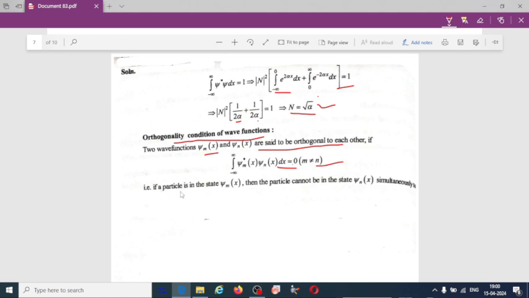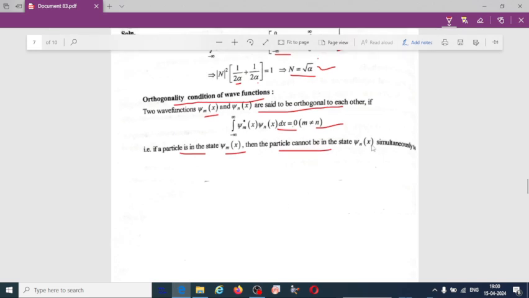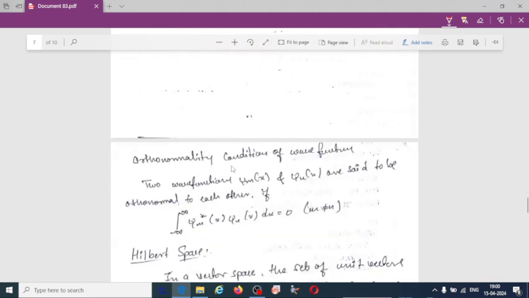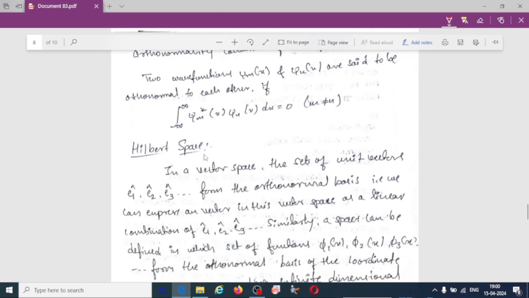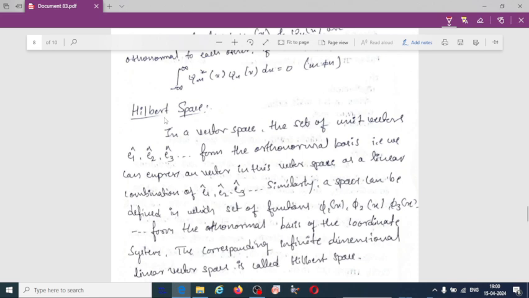If a particle is in the state psi m of x, then the particle cannot be in the state psi n of x simultaneously. That's why m should not be equal to n. So once we understand the orthogonality condition of the wave function, next we can also discuss the Hilbert space.